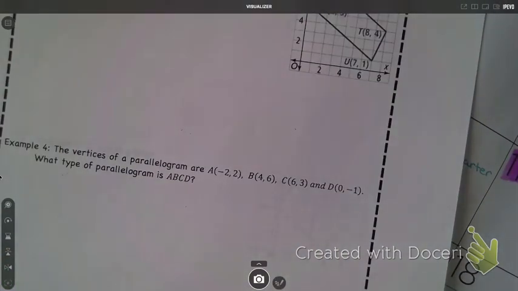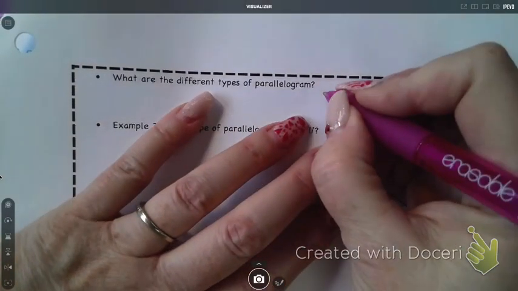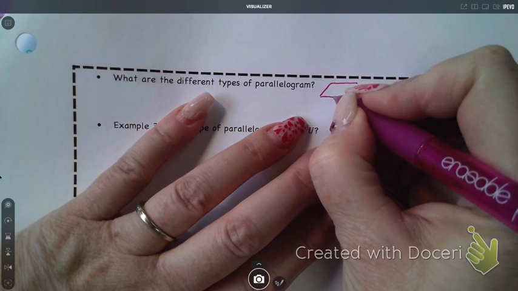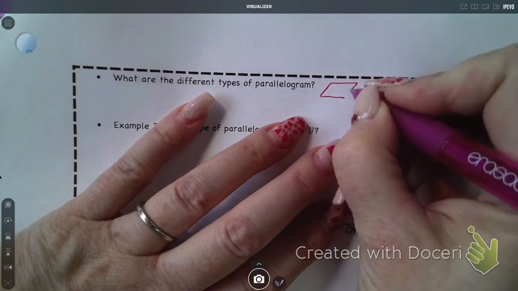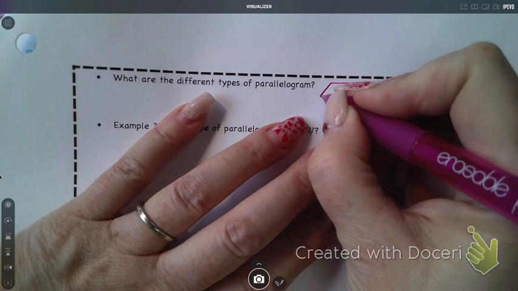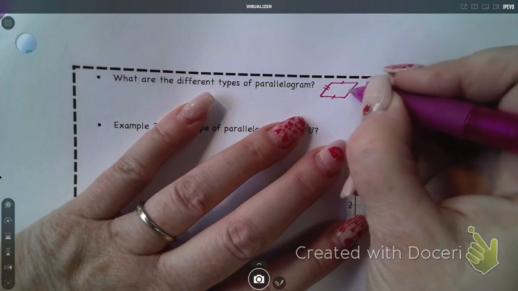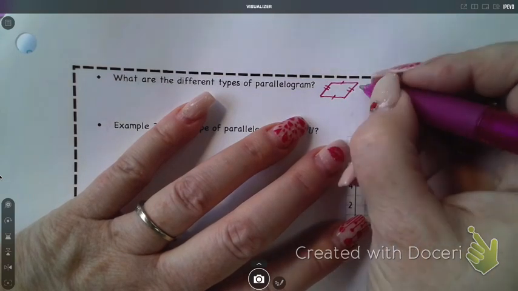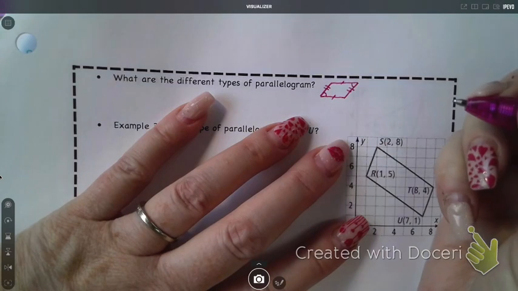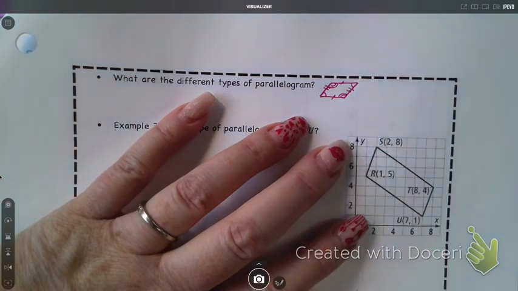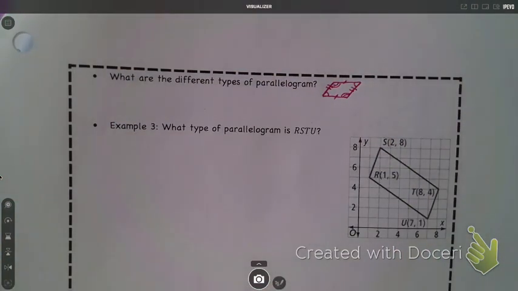Okay, so what are the different types of a parallelogram? So first of all, a general parallelogram is what? How many sides? 4. So if I were to draw just a picture of a parallelogram, it would look like this, yes? It would have this side and this side congruent, yes? This side and that side would be congruent. And then this angle and this angle, and then this angle and that angle. That's just a general parallelogram, isn't it? But there are 3 specific types.